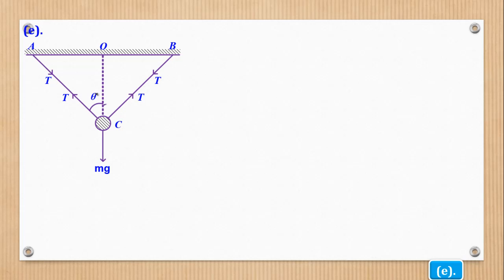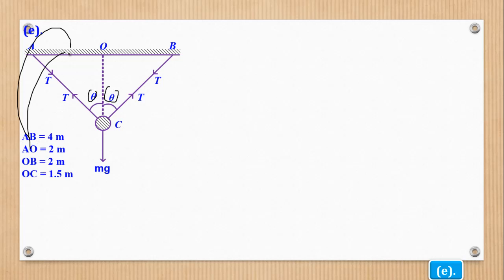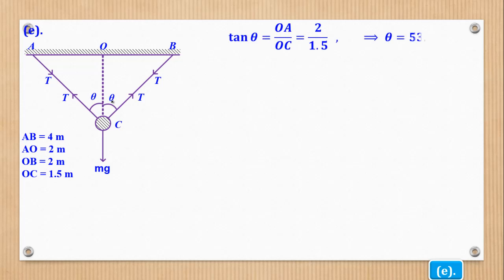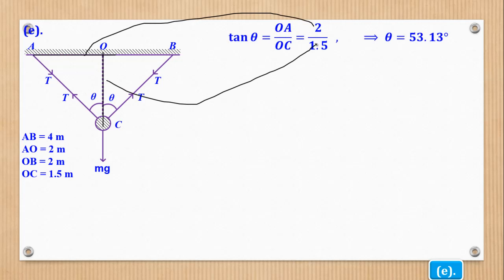As long as the string is the same, tension will be the same. So this angle is theta, we just call it theta. It will help us to resolve. Now this AB is 4 meters, that's what they told us, meaning AO is half, and OC is 1.5, which was the sag. Meaning I can easily get the value of theta by saying tan theta is equal to opposite over adjacent. Opposite is 2, adjacent is 1.5. Use a calculator, angle will be 53.13. So angles are to 2 decimal places.